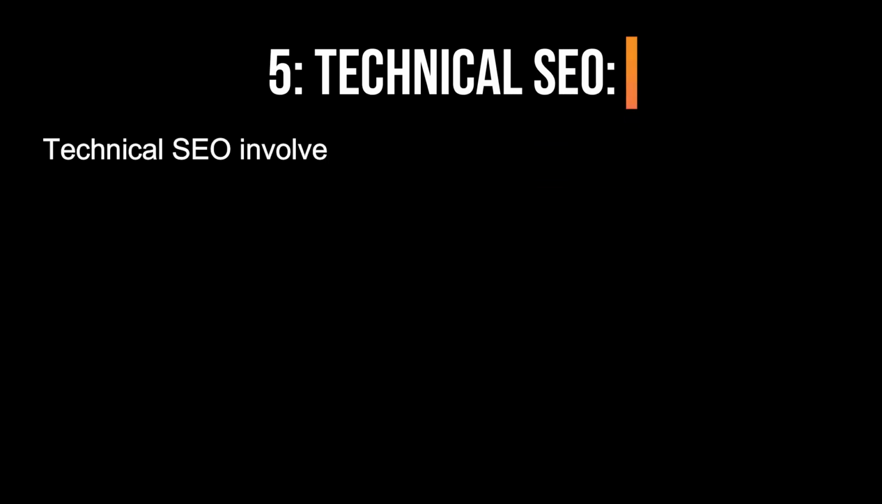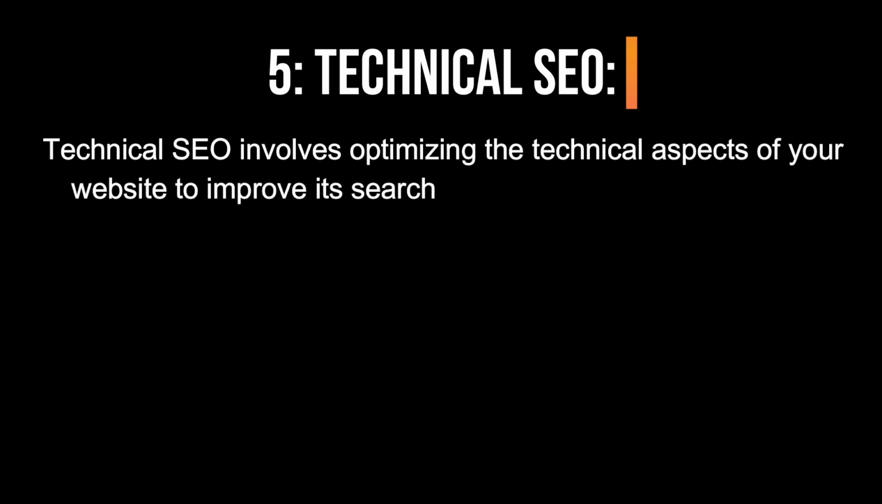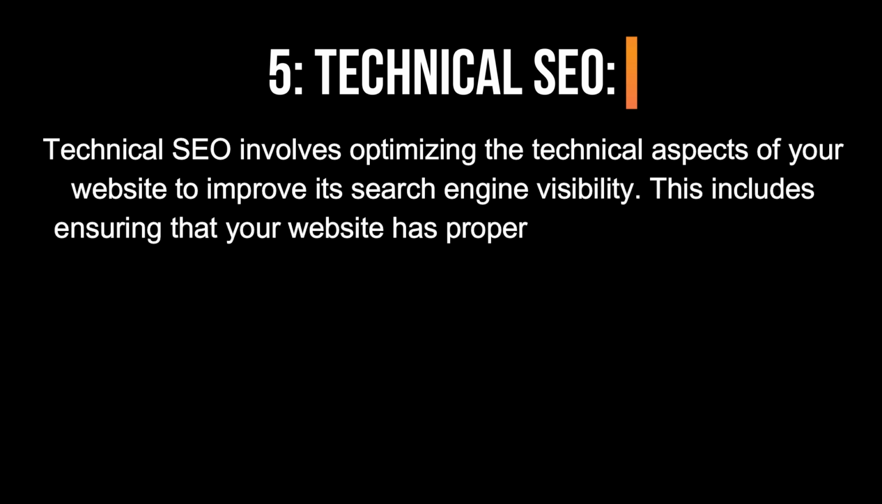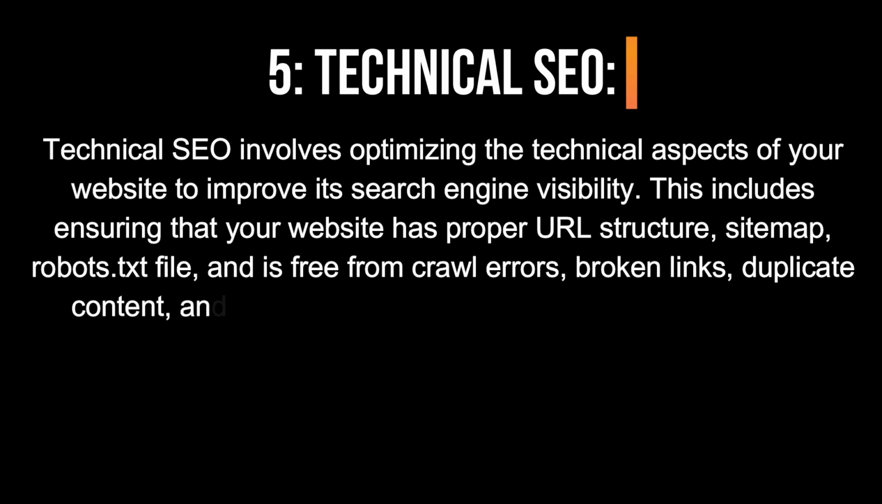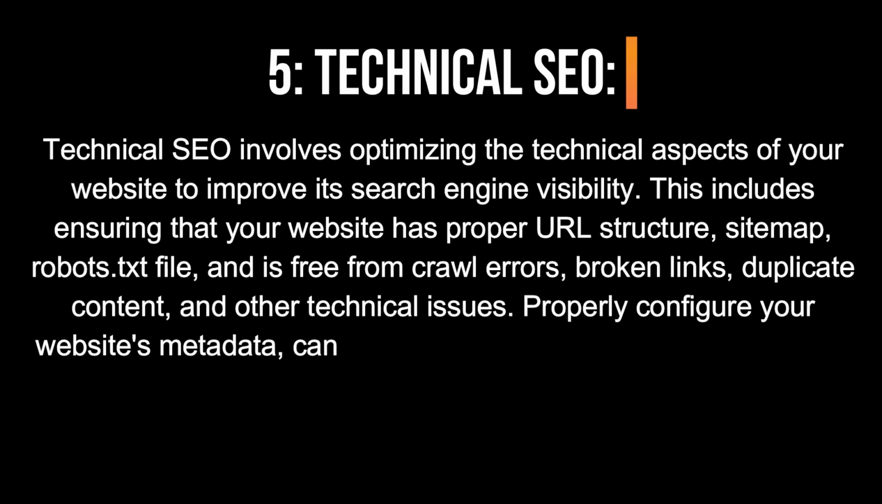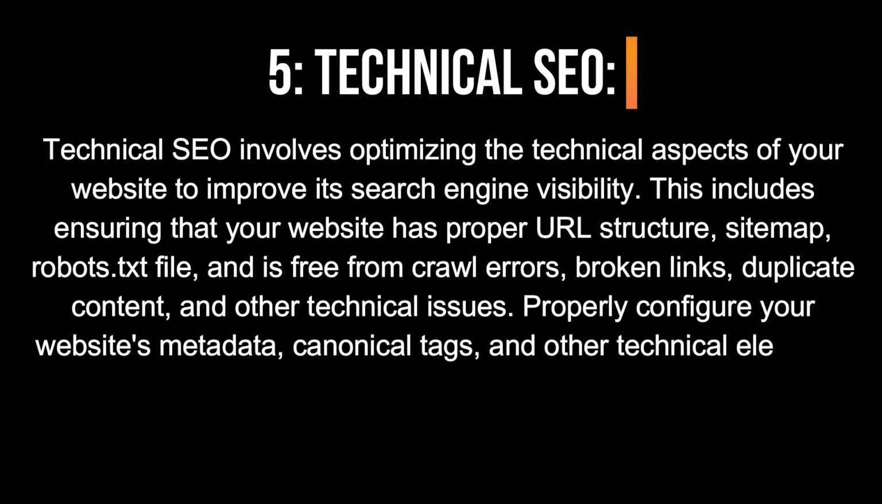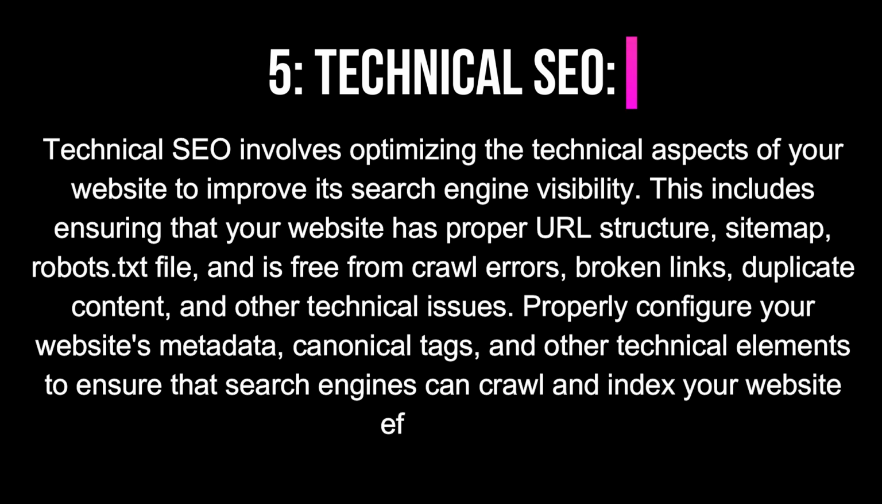5. Technical SEO. Technical SEO involves optimizing the technical aspects of your website to improve its search engine visibility. This includes ensuring that your website has proper URL structure, sitemap, robots.txt file, and is free from crawl errors, broken links, duplicate content, and other technical issues. Properly configure your website's metadata, canonical tags, and other technical elements to ensure that search engines can crawl and index your website effectively.